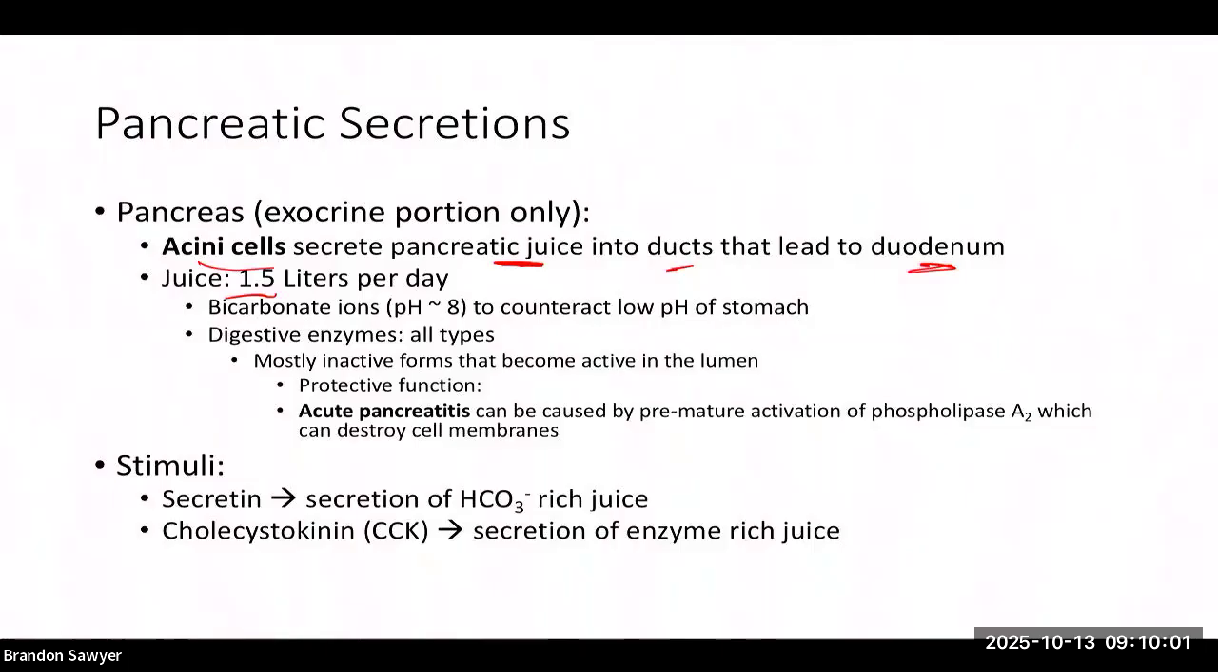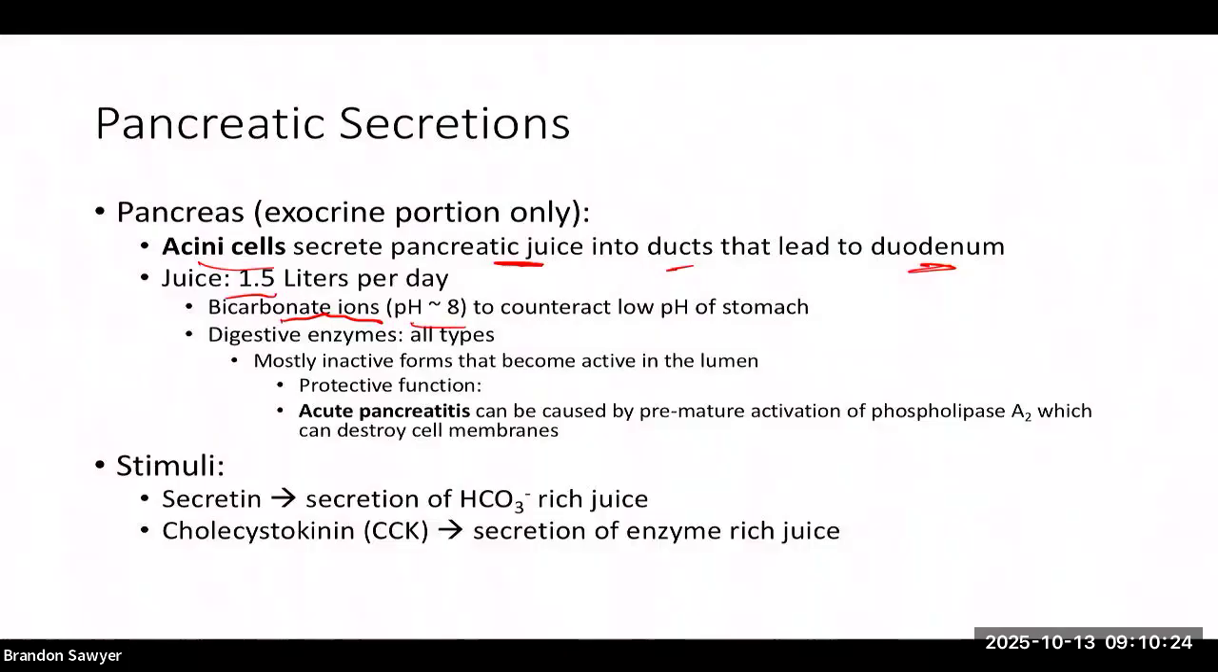Okay, this is bicarbonate rich fluid. Okay, so pretty high pH. This needs to counteract that really low pH that's coming from the stomach. Okay, because all the enzymes that are released from the pancreas wouldn't work under the conditions of low pH that we have in the stomach. Bless you. And so we're needing to raise that pH up a bit for the enzymes to work.